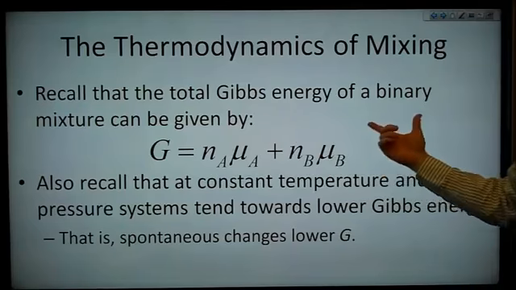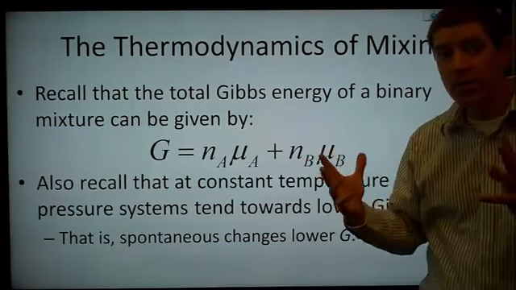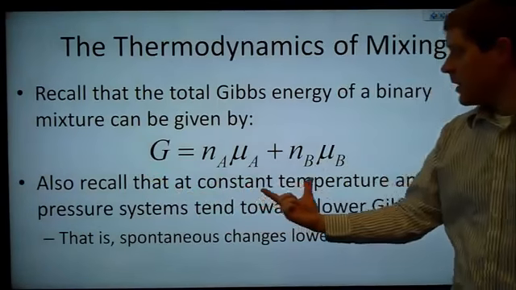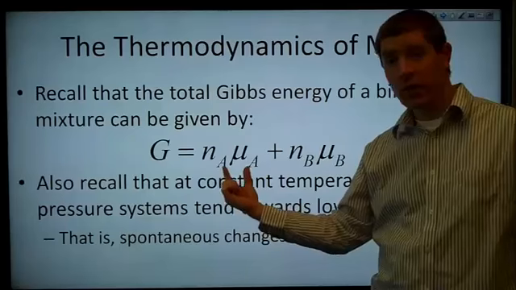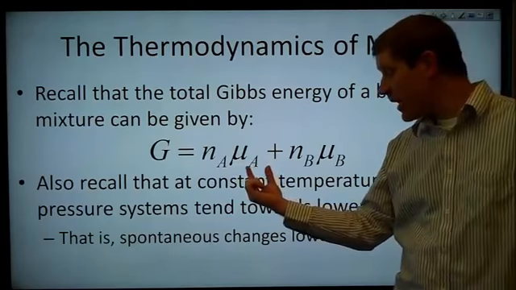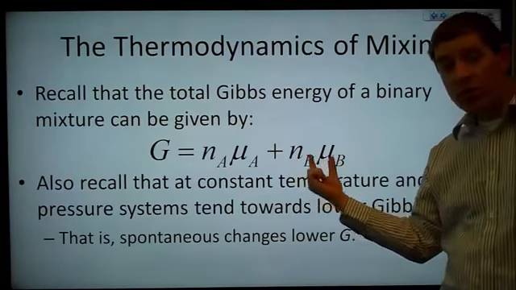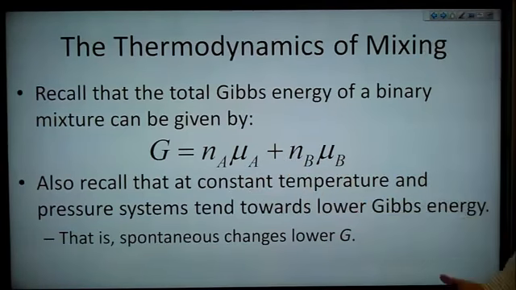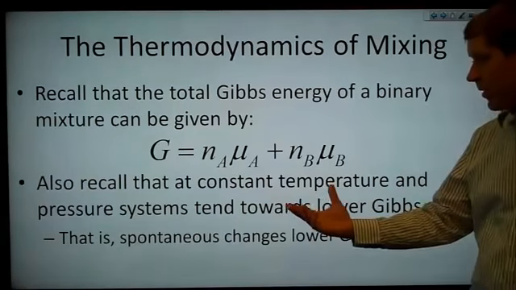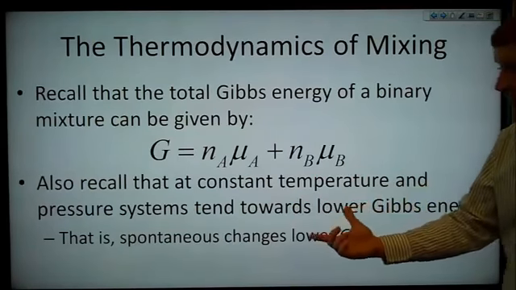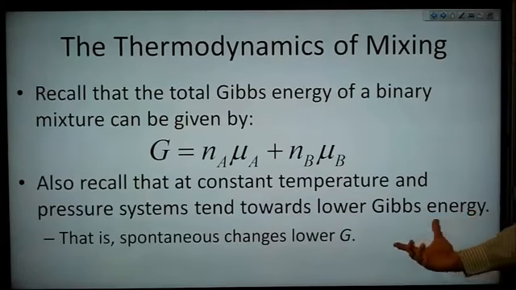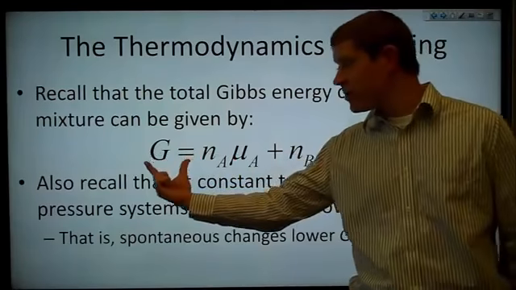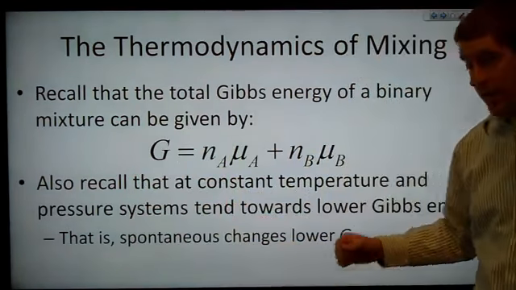So recall that the total Gibbs energy of a binary mixture, a mixture of two different substances, can be given by this equation. The Gibbs energy is equal to the number of moles of component A times the chemical potential of component A, plus the number of moles of component B times the chemical potential of component B. And also recall that at constant temperature and pressure, systems tend towards lower Gibbs energy, which is to say that spontaneous changes lower the Gibbs energy. So for a spontaneous change, this value of G has to be lowering.